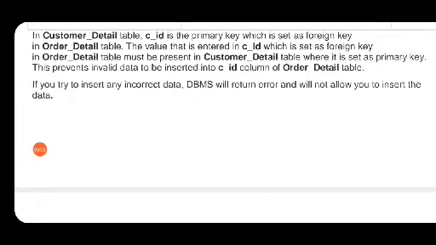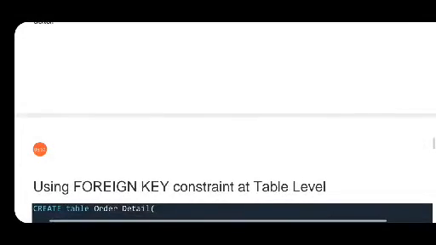So CID is the primary key in customer detail table, which is set as foreign key in order detail table. The value that is entered in CID, which is set as foreign key in order table, must be present in customer detail table, where it is set as primary key. This prevents invalid data from being inserted into CID column of order detail table. Let us see the example.